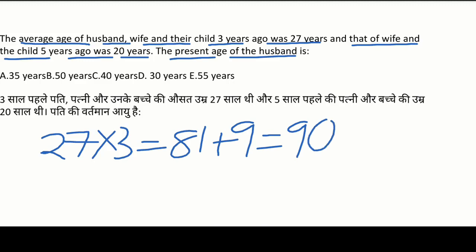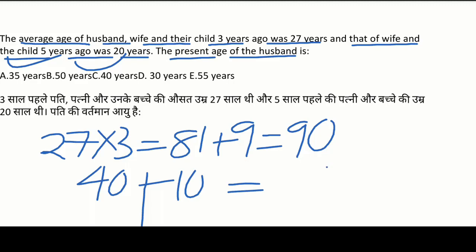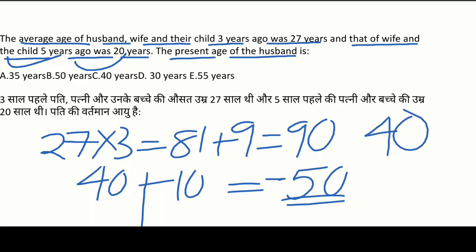Now what is the age of wife and child in present? 20 into 2, 40, plus 5 into 2, 10, 50, right? So the husband's present age is 90 minus 50, which is 40 years, which is in option C. So option C is the correct answer over here, right?